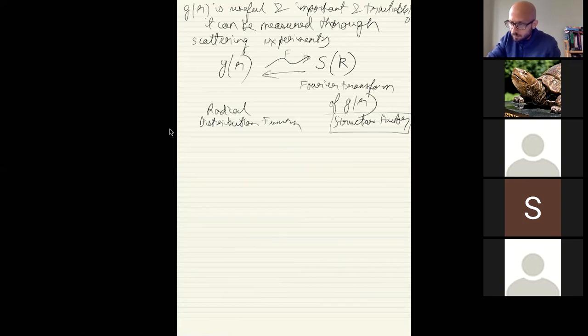So this is Fourier, and this is inverse Fourier, and they contain the same information. You can measure either, depending on your technique. For those doing computer simulations, it's easier to measure G of R. For those doing experiments, for a variety of reasons, typically you get S of K out of the experiments.